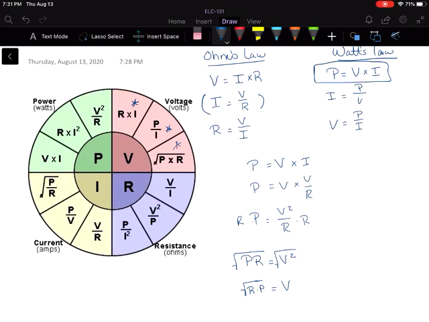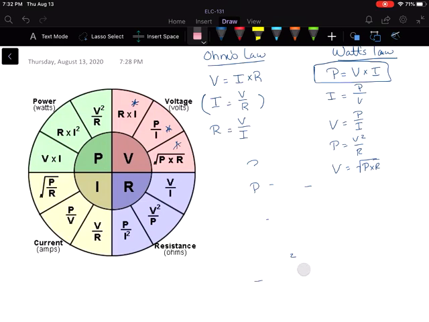Okay, so let's add another equation here. P equals V squared over R, and V equals the square root of P times R. Okay, now let's go the opposite way, and let's say in our power equation, P equals V times I, instead of using this equation, we're going to use V equals I times R. So we're going to substitute for V, I times R times I. So P is equal to I squared times R. So there's another equation.